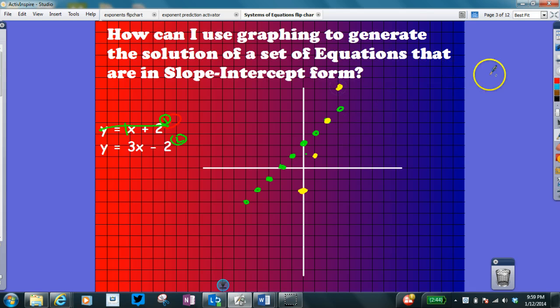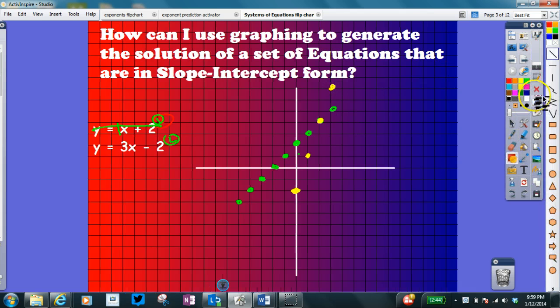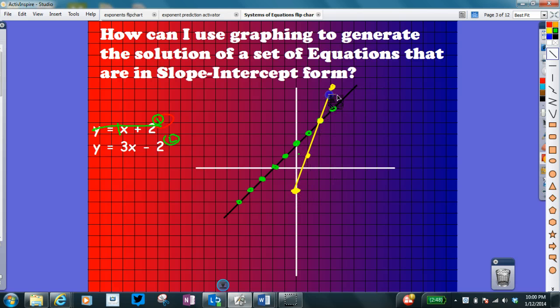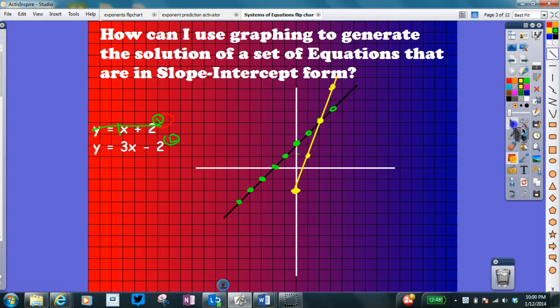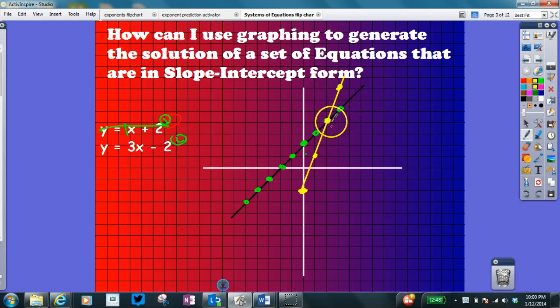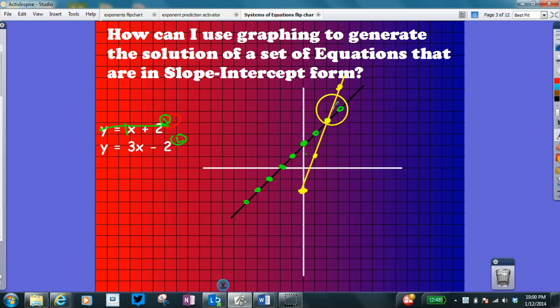Now, it's important here that I go back and put my actual lines in to be able to see exactly what's going on. So I put that one, and then I can change colors and look at my other one, and I see that there's an intersection here. Well, all I have to do is ask what is the coordinate pair where they intersect? And that's going to be my solution.